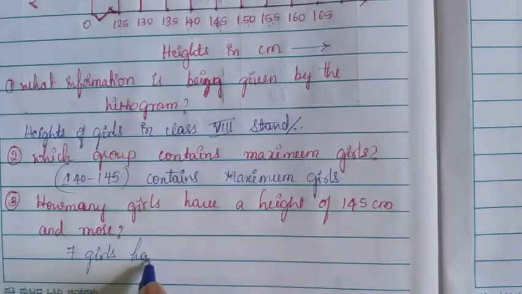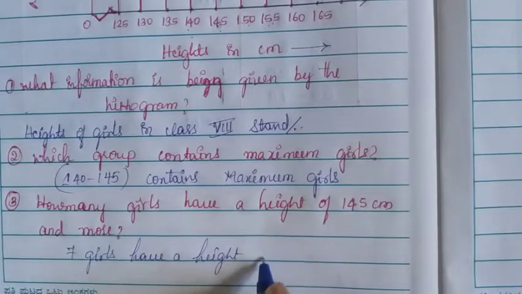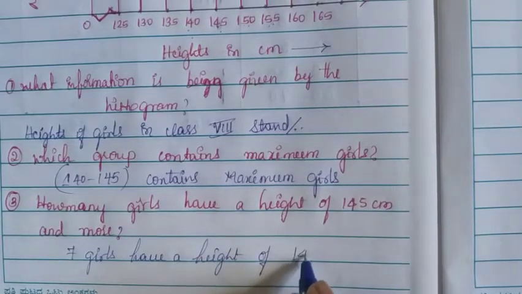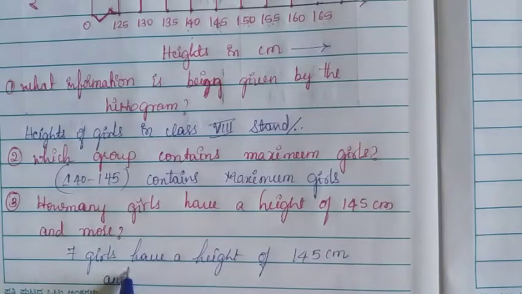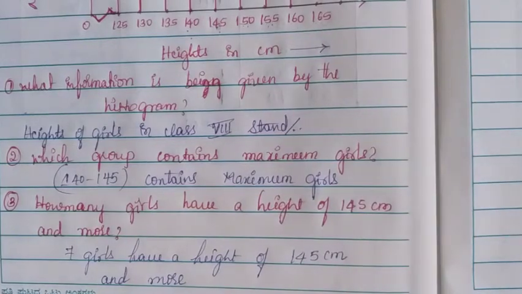7 girls have a height of 145 centimeter and more.